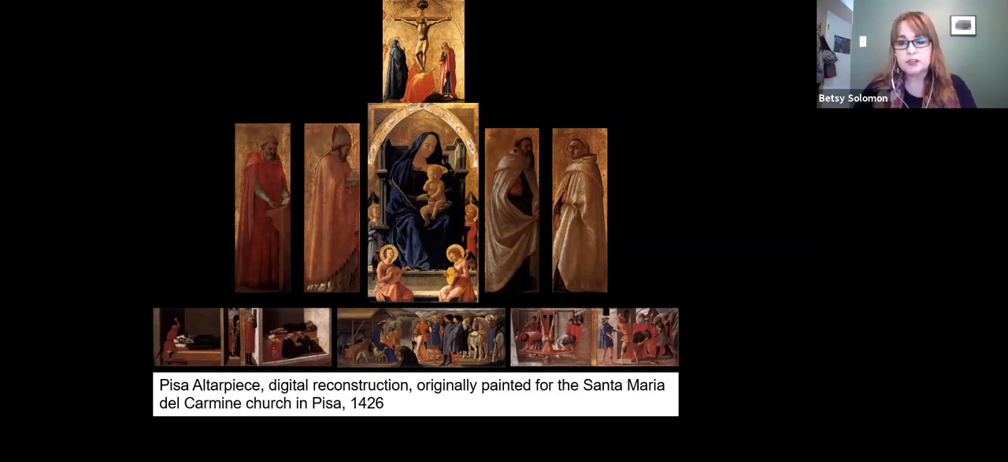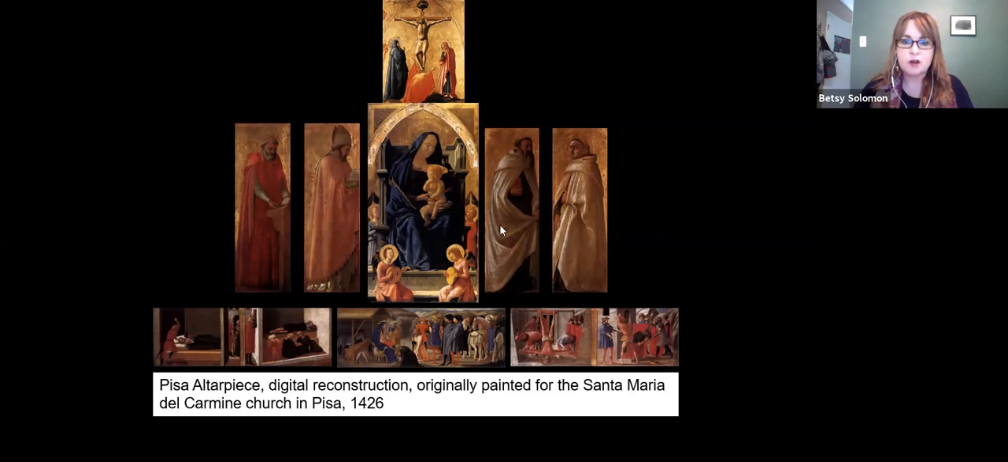So I actually recreated this digitally. I did this several years ago, and I have to tell you, it took me way longer than it should have to get this all together. But I was vexed, and I wanted to make it happen. So here's all the pieces of the altarpiece, and we're going to look at two more of these in detail, but just to give you a sense of context.